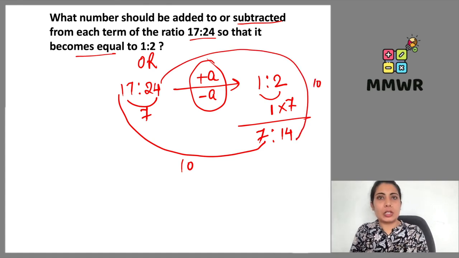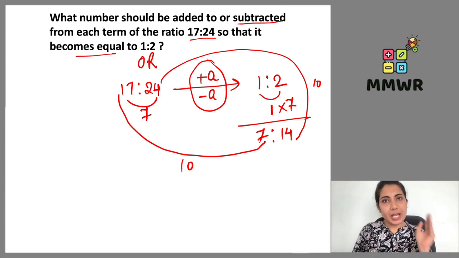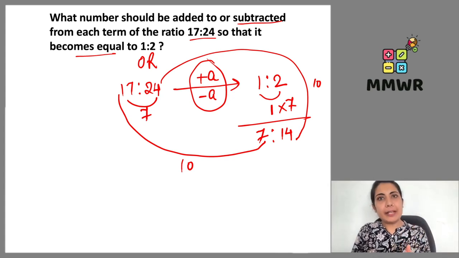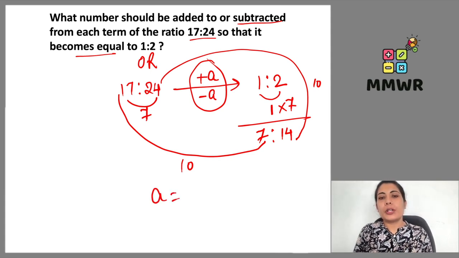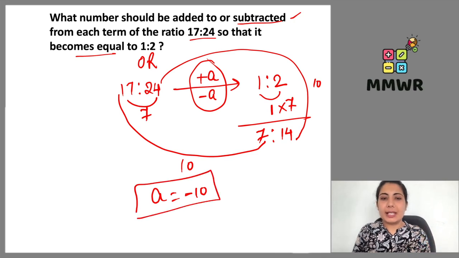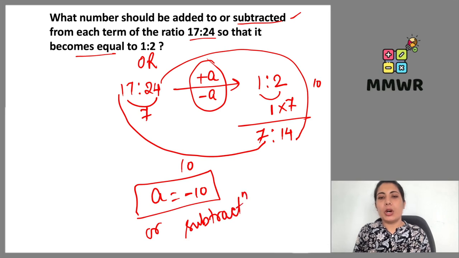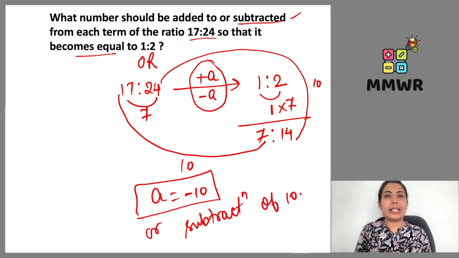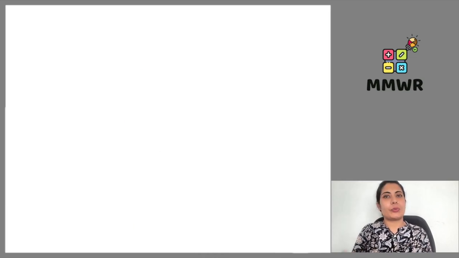But we are reducing it. Look, 17 was the big number. After subtracting 10 from 17, we are getting 7. That means we have to do the subtraction of 10, or we can say a value is minus 10. So either you write the value of a as minus 10, or you can write subtraction of 10 we will be doing, not addition. So in 17 is to 24, we will be doing the subtraction of 10 to get the new ratio 1:2.